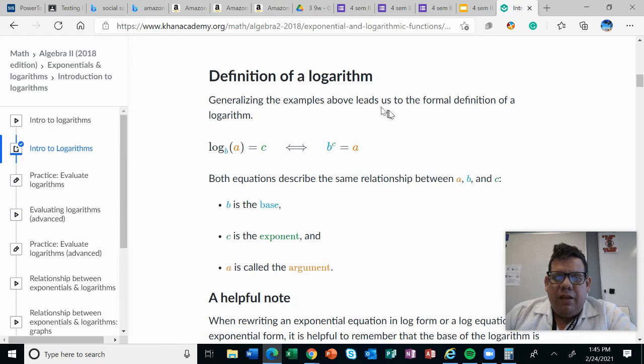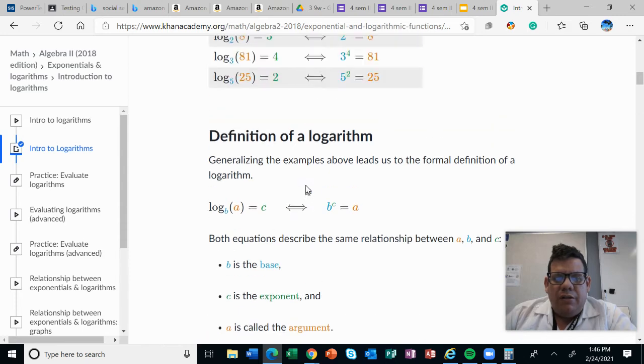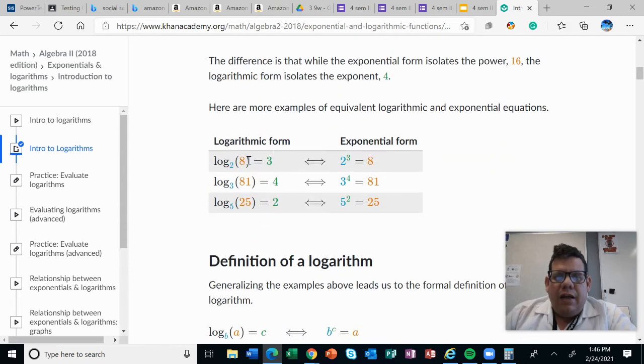Generalizing the examples above leads us to the formal definition of a logarithm. Log base b of a equals c, which is the same as b raised to the c power equals a. Both equations describe the same relationship between a, b, and c. b is the base, c is the exponent, and a is called the argument. And you have examples of equivalent logarithmic and exponential equations. Let's cover a couple of them.